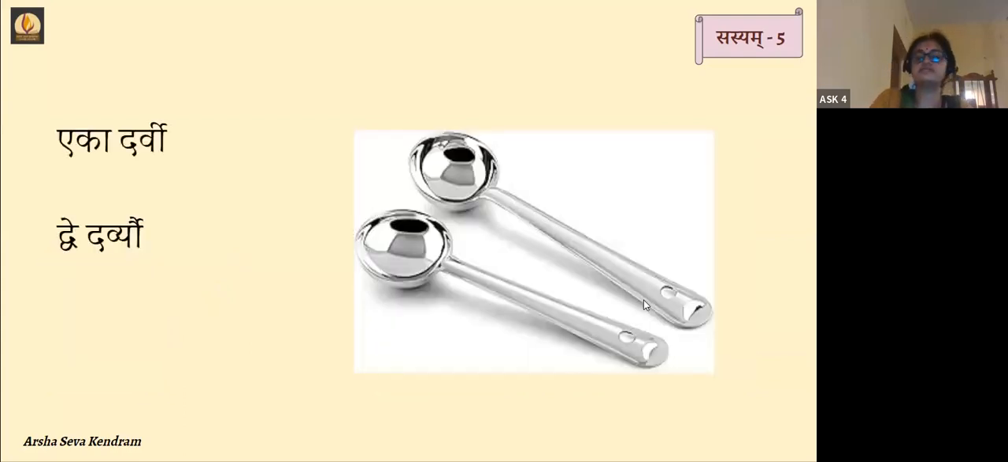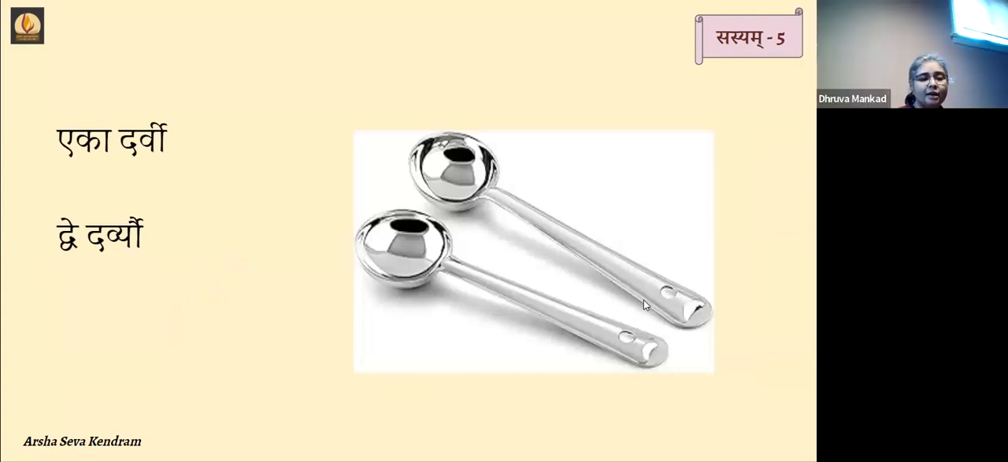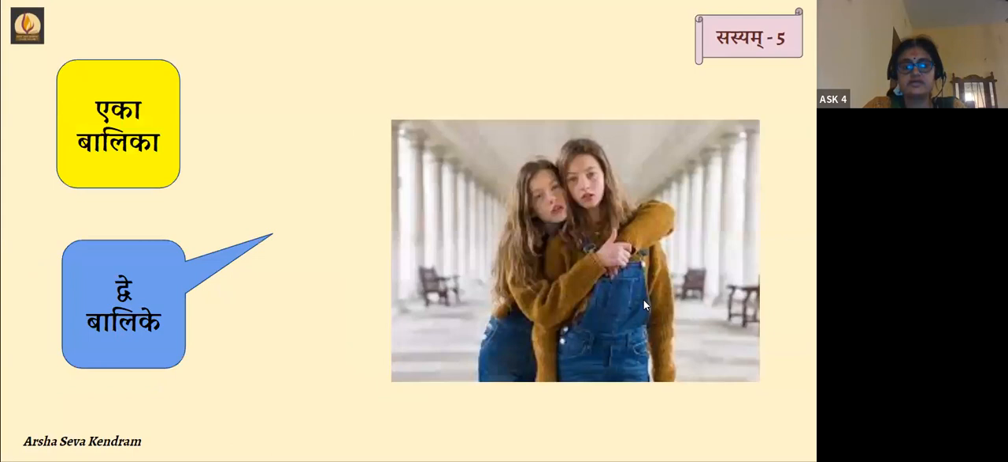Dhruva Mahodaya. Eka darvi. Darvyau. And for three, Tisraha, right? Correct. Tisraha darvyah. Tisraha Darvyah. Samyak. Astu. Pooja Mahodaya.